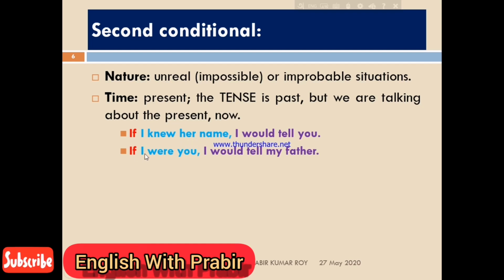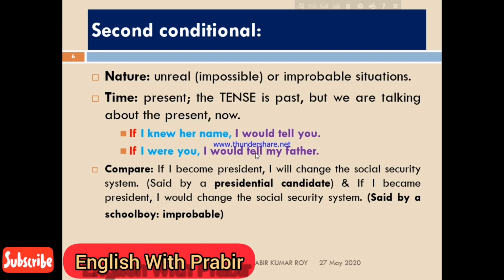Now let us come to the second sentence. If I were you, yes, the if clause is in past indefinite tense, or simple past tense. So it's a second conditional sentence, and in the principal clause we have used would. We can also use could or might. Okay, another thing is that after would, could, or might, we have to always use the base form of the verb.